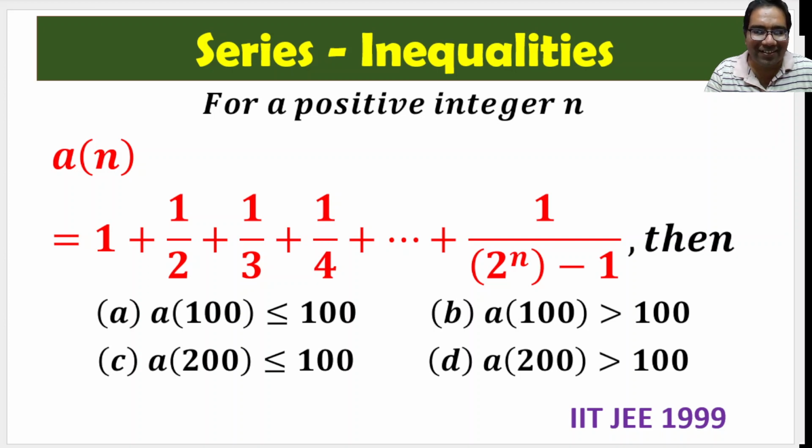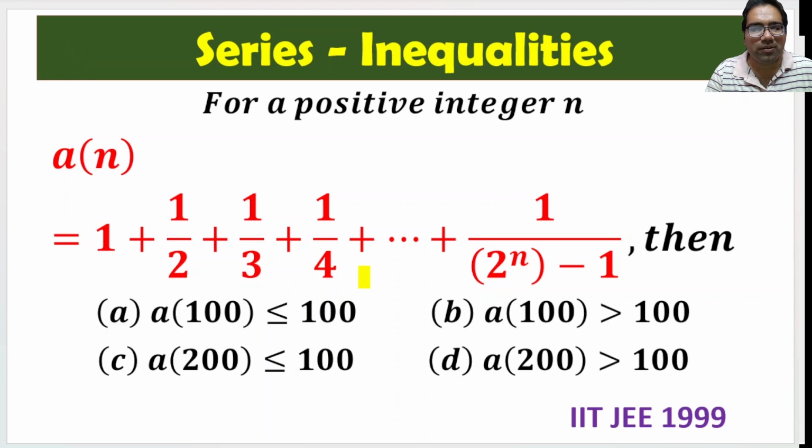Hi friends, here is a beautiful problem. We have A of n equals 1 plus 1 by 2 plus 1 by 3 plus 1 by 4 up to 1 by 2 power n minus 1. Right, for example, A of 3.